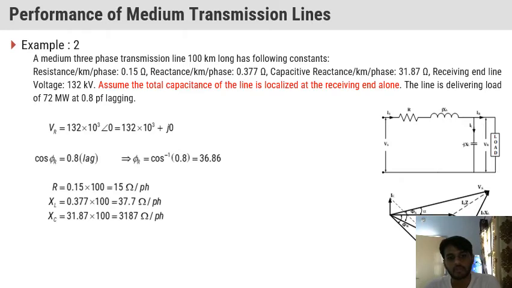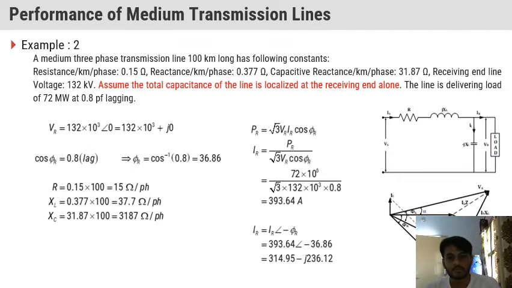All the values are per kilometer, so first we need to convert them into total values. R total is 15 ohm per phase. XL is equal to 37.7 ohm per phase. We don't convert into phase and line quantities, because we know that we use all the formulas in a per phase model. So this is how we can calculate the IR value.